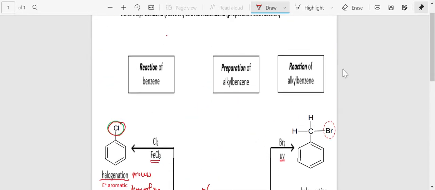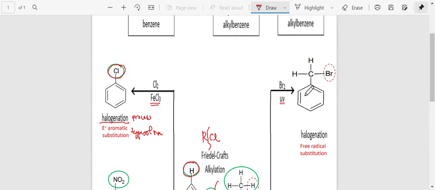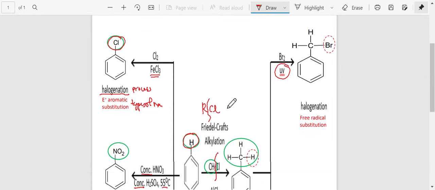Okay, then after that, alkyl benzene can react with UV. Okay, if you put UV, the substitution will occur at hydrogen. Okay, so the type of reaction is free radical substitution. It's not an electrophilic aromatic substitution. However, the process name is the same, that is halogenation.